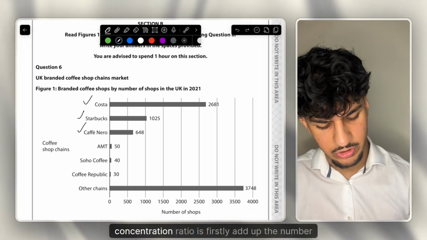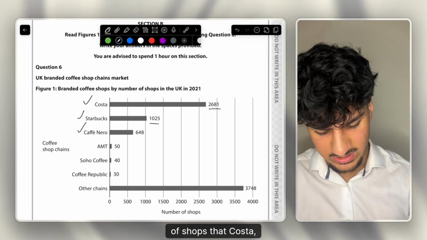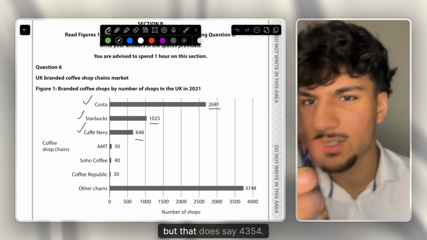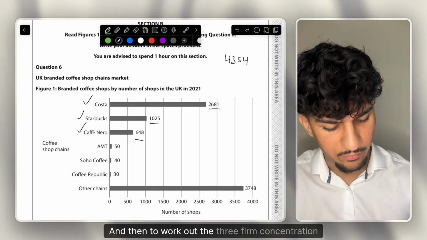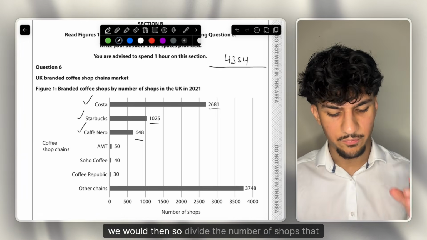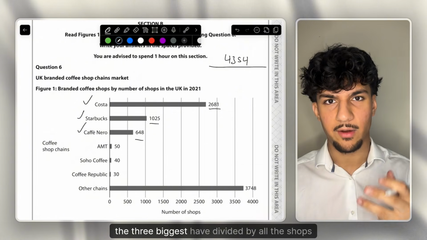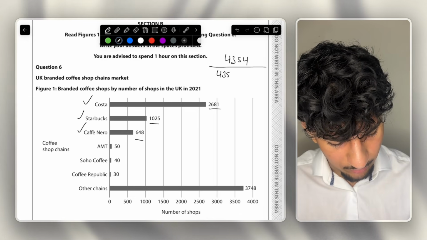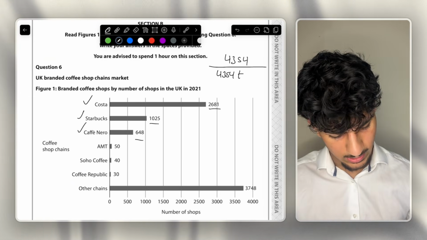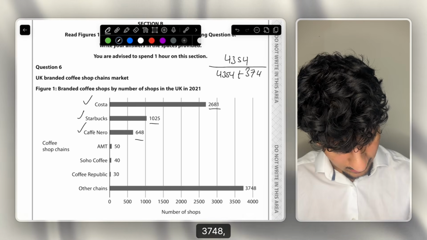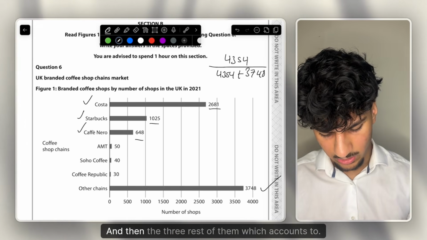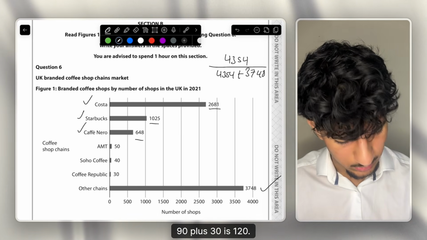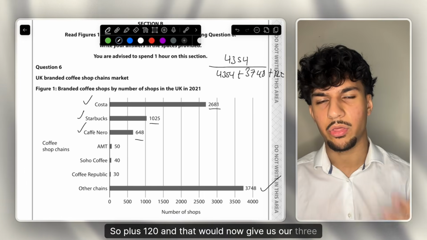So the way we calculate the 3 firm concentration ratio is firstly add up the number of shops that Costa, Starbucks and Cafe Nero have. I have finally bought a calculator, so I don't have to use my phone anymore. I don't know whether you can see this, but that does say 4354. And then to work out the 3 firm concentration ratio, we divide the number of shops that the 3 biggest have by all the shops added together. So we add 4354 and then add all the rest together. So plus 3748, which is this one, so we tick that one off, and then the 3 rest of them, which is 50 plus 40 is 90, 90 plus 30 is 120, so plus 120, and that would now give us our 3 firm concentration ratio.